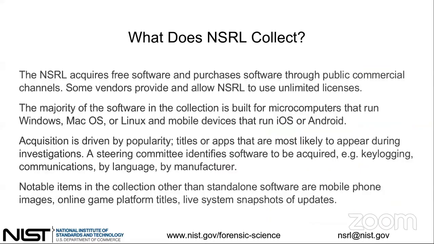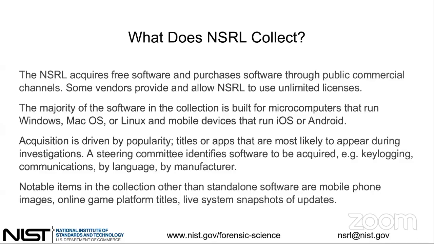So what do we collect? We collect free software, and we purchase software through public commercial channels, anything that someone would get commercially off the shelf. And some vendors do provide and allow NSRL to use unlimited licenses. The majority of the software is for microcomputers that run Windows, Mac OS, or Linux, and mobile devices that run iOS or Android. We acquire the titles by popularity. Titles are apps that are most likely to appear during investigations.